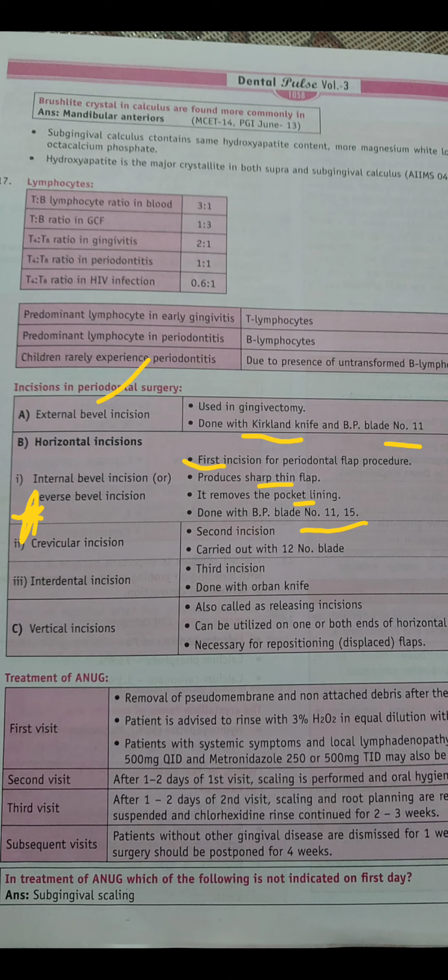Next is the clavicular incision, which is the second incision and is carried out with blade number 12. And the interdental incision is the third one, carried out with Orban's knife. Vertical incisions are also called releasing incisions and can be utilized on one or both ends of the horizontal incision, necessary for repositioning the flaps or for displaced flaps. So that is vertical incisions. Now let us see them.